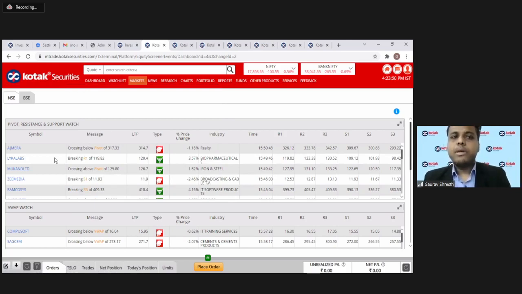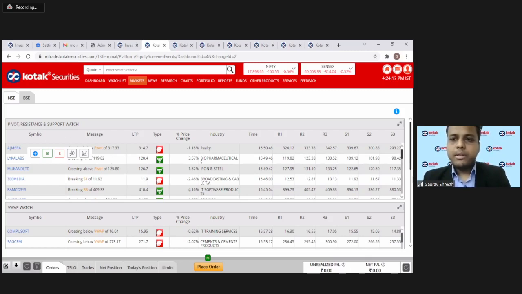At the top, you can see the support and resistance watch, where for any pivot point breakout, a message will pop up and get updated on a live basis. Let's suppose the Ajmera stock is crossing the pivot of 317.33. That message will pop up automatically over here. You just have to refresh the page once in a while, and that's it. You will get an entire live update of any stock which is breaking support and resistance on this page.